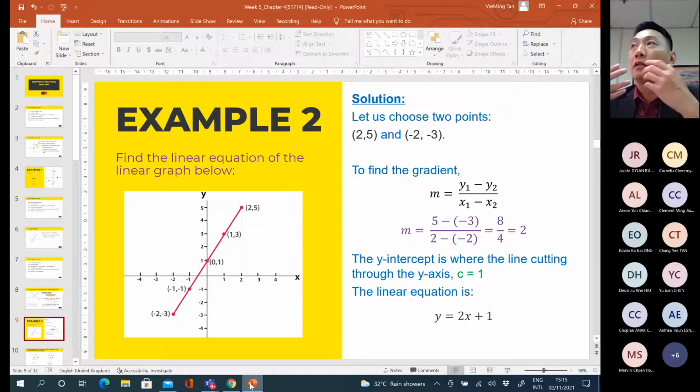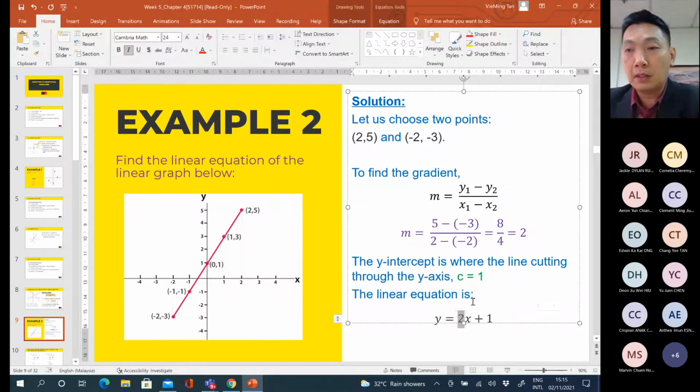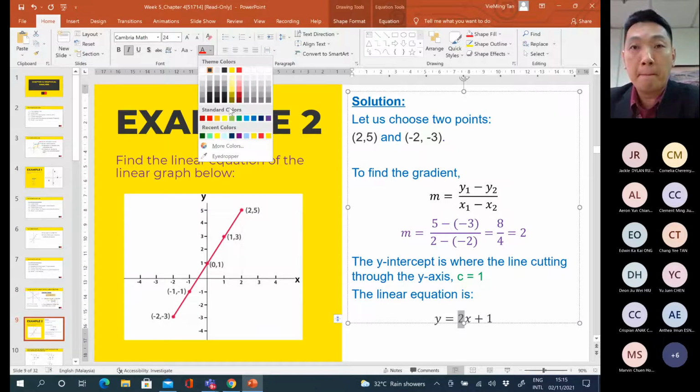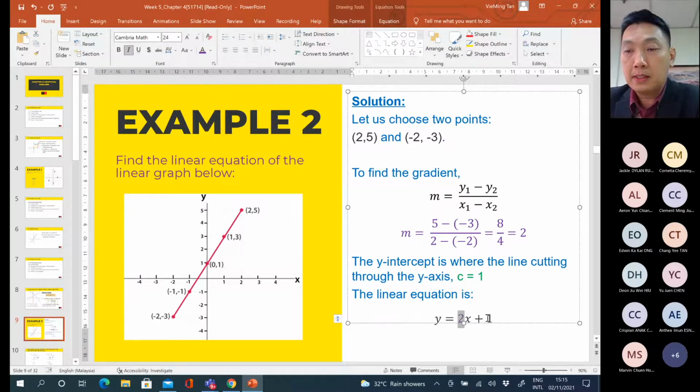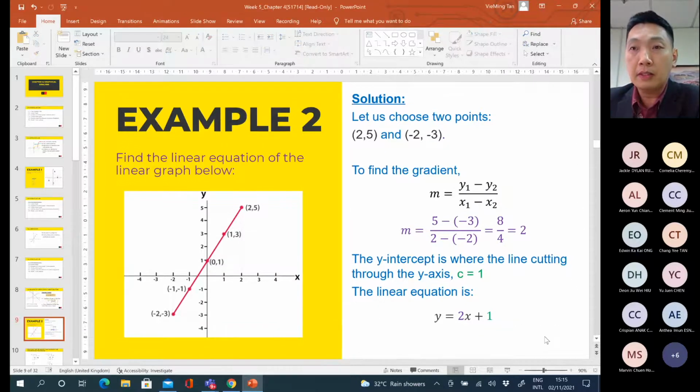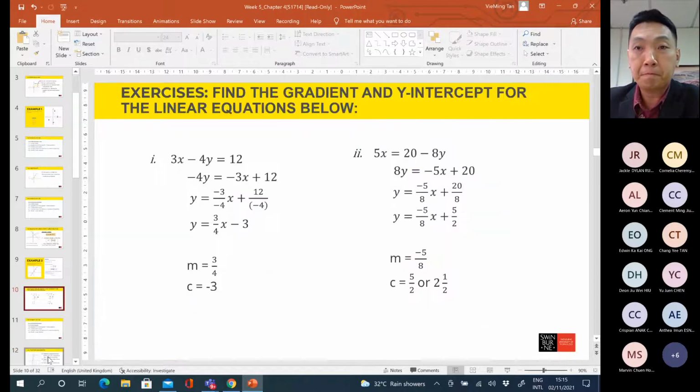All right. So the first step is you need to calculate the m value first, using this formula. Then identify the c value. Once you have the m and c, you can conclude the name of the linear equation. So 2 is from here, purple color, and 1 is the c. So far so good. Okay, all right, next.